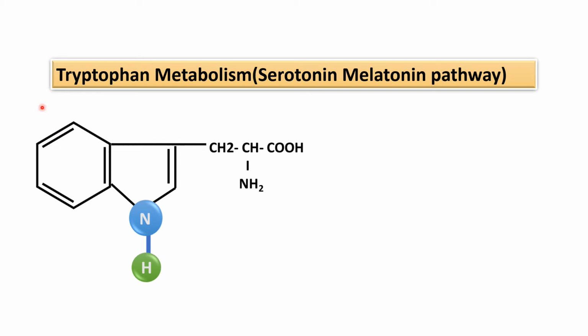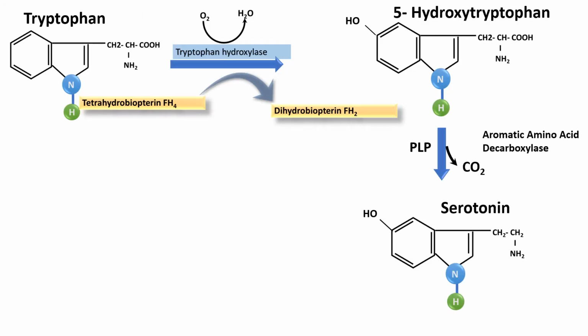Now, this is part 2 of tryptophan metabolism, and the pathway name is the serotonin melatonin pathway. This is the structure of tryptophan, and here the process is a hydroxylation reaction, and the enzyme is tryptophan hydroxylase. This step is analogous to the hydroxylation reaction of phenylalanine to tyrosine, where the enzyme which catalyzes that reaction is phenylalanine hydroxylase.